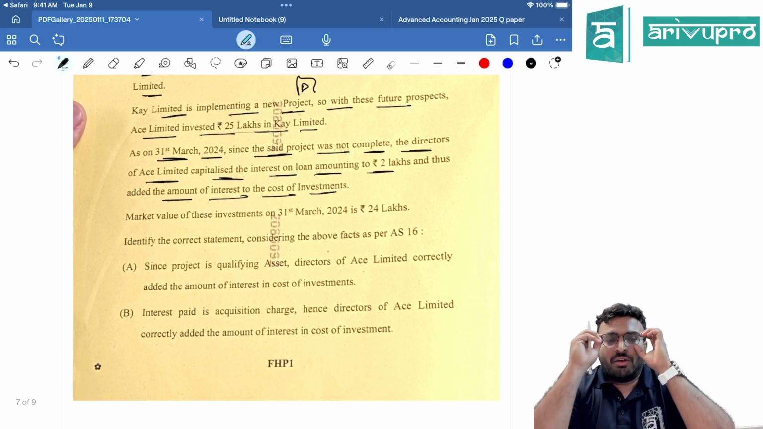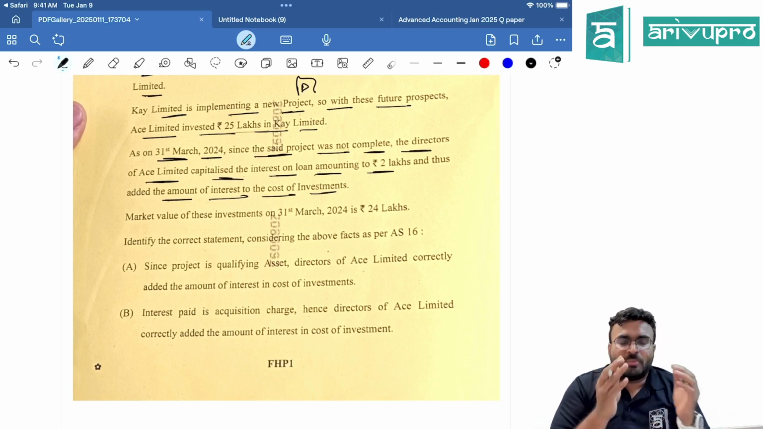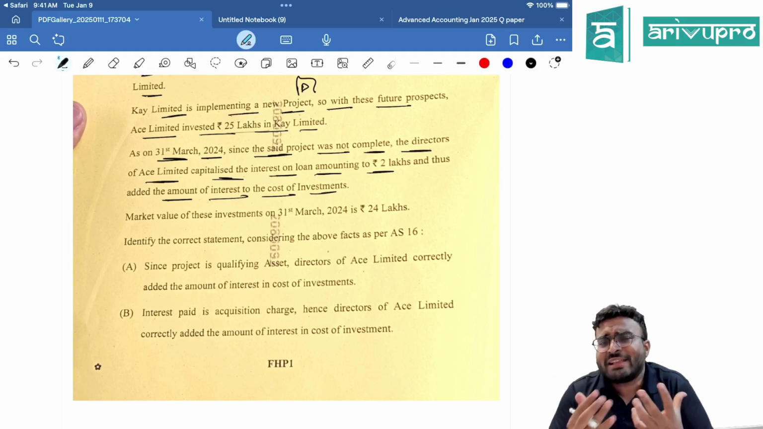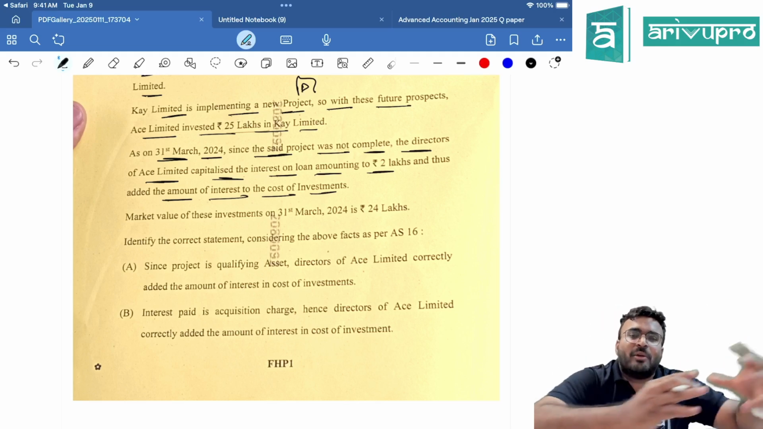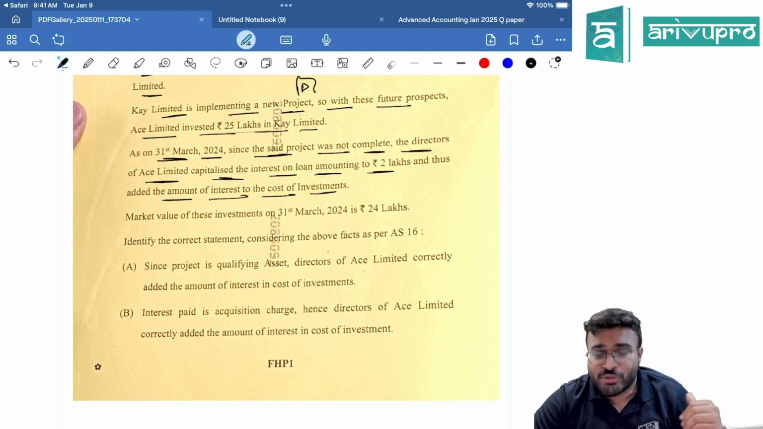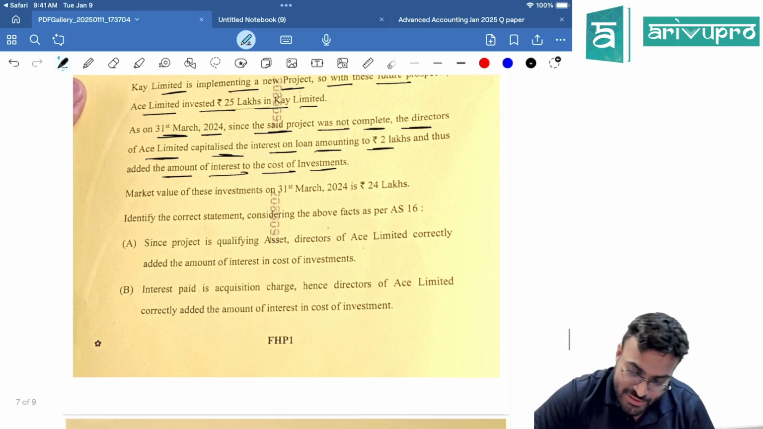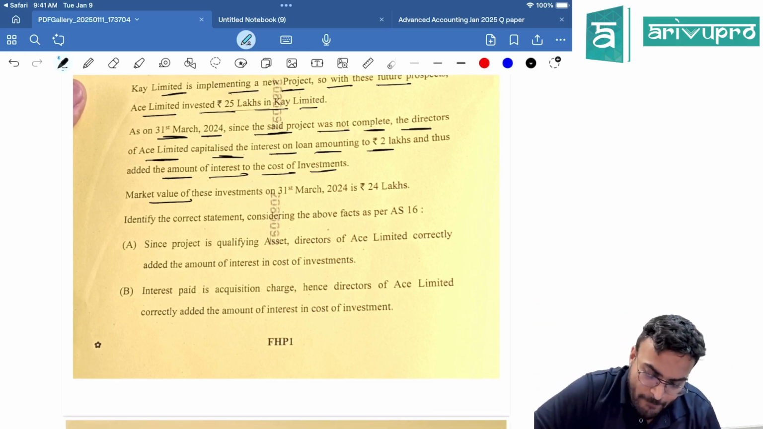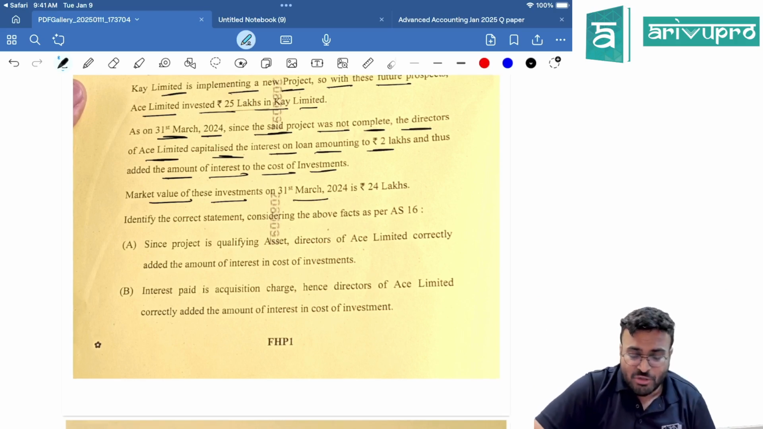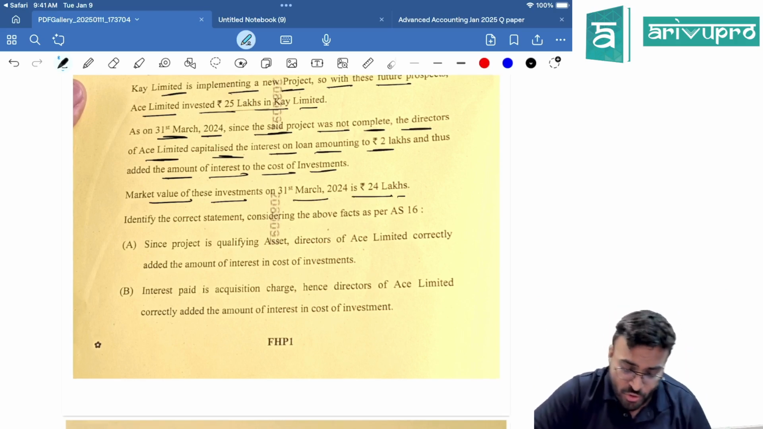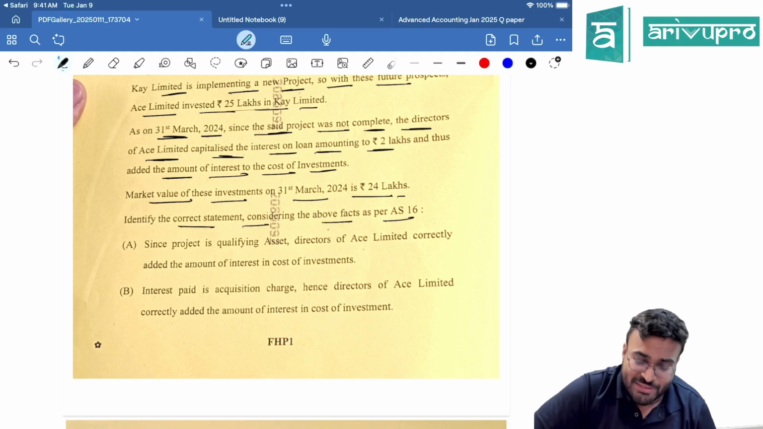Remember AS 16: only when a loan is borrowed which is related to a qualifying asset. Qualifying asset means what? An asset which takes a substantial amount of time to be ready for its intended use. Here, the investment, the purchase of shares, is already done. It is not even a qualifying asset, but they have done a mistaken thing over there. Market value of this investment on 31st March 2024 is 24 lakhs. Okay, identify the correct statement considering the facts as per AS 16.